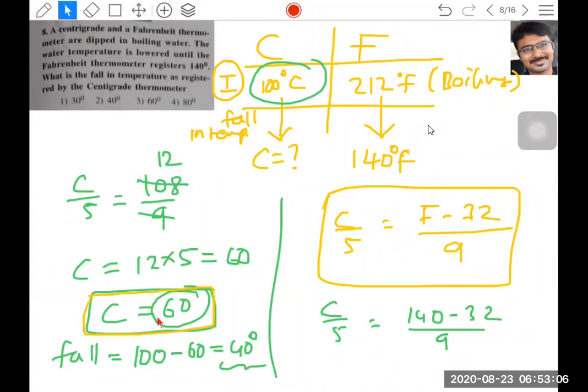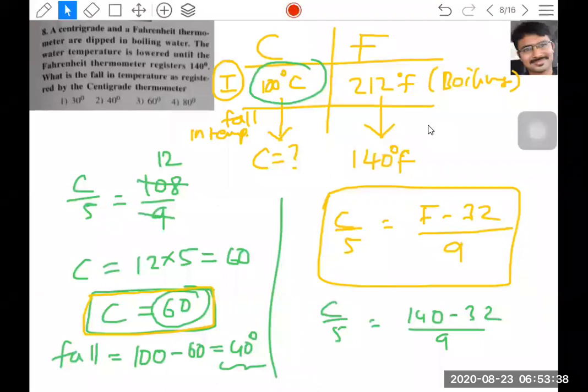No, this is not the answer. C is 60 is not the answer, because they are asking what is the fall in temperature from 100 degrees centigrade to where it is now. The temperature now we calculated as 60. It came to 60, no doubt. But how much has the temperature decreased? That is the question to be followed. I hope you are clear now. So the answer you have to take as 40 degrees.